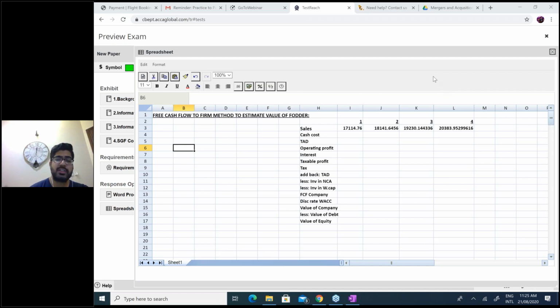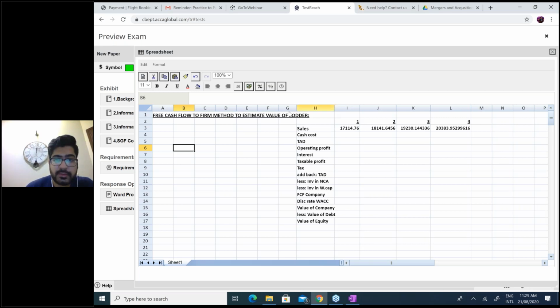A lot of questions about interest. Just wait patiently and see what we are doing here. Okay, just wait. Now, after revenue, you need to deduct cash costs and TD.